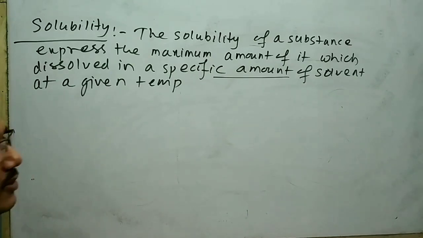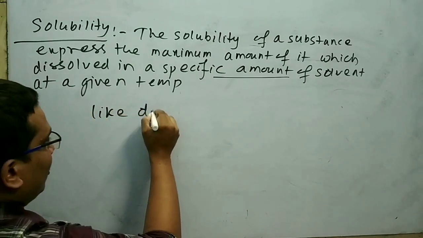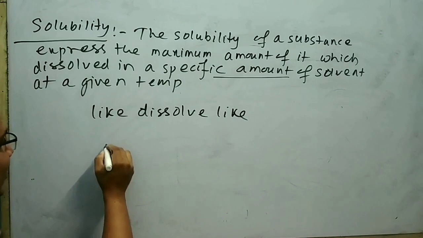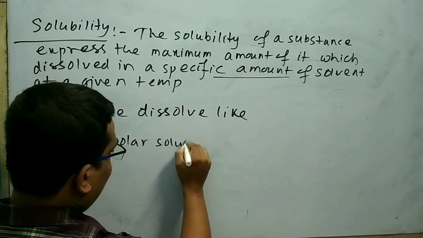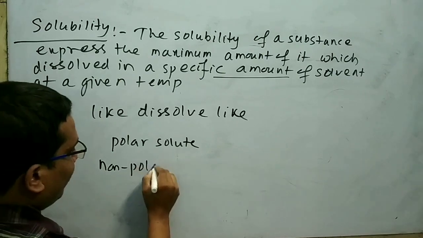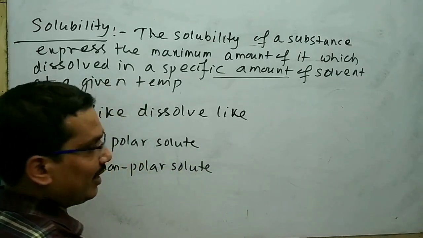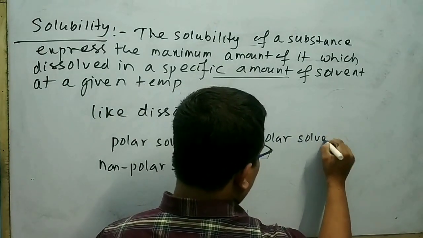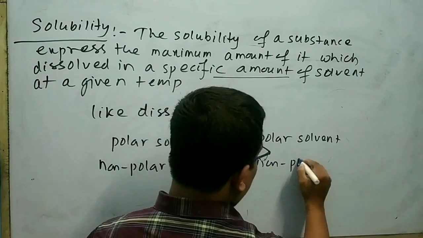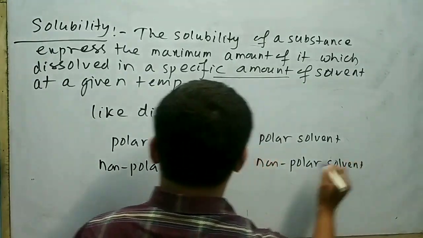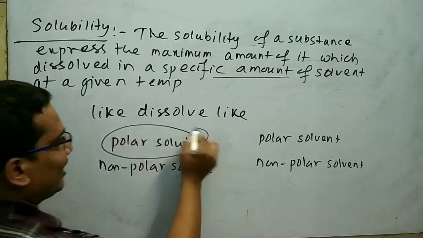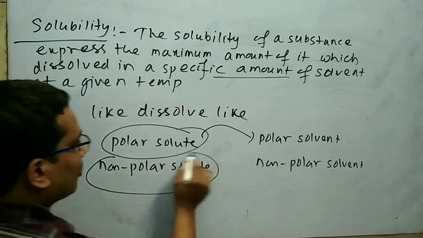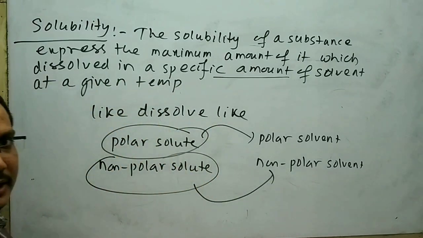The basic principle of solubility is the like dissolves like formula. There are two types of solute present. One is your polar solute, another is your non-polar solute. Similarly, two types of solvent. One is your polar solvent, another is your non-polar solvent. Remember, the polar solute always dissolves in the polar solvent. Similarly, the non-polar solute always dissolves in the non-polar solvent.